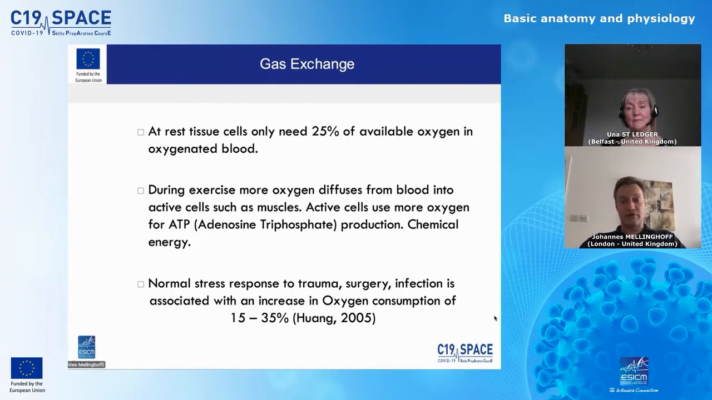During exercise, however, more oxygen diffuses from blood into the active cell, for example, while we are running or exercising. So therefore, more oxygen is required during those times. Similarly, when you become sick, for example, when you have a trauma or major surgery, or infection, what we are talking about here in terms of COVID-19 infections, your oxygen consumption will go up, anywhere between 15 and 35% in most cases.